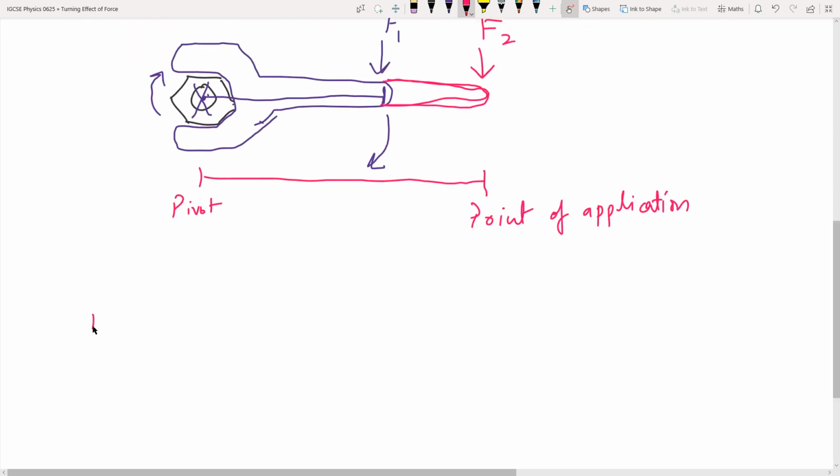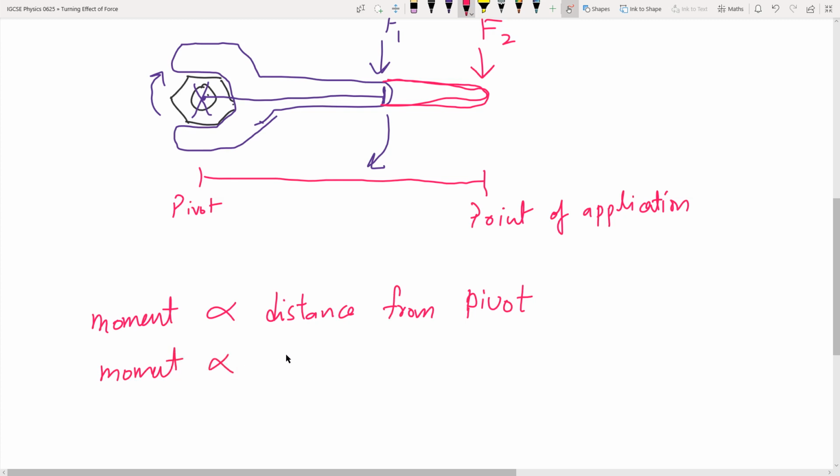And that shows that this relation, right, the moment is directly proportional to the distance from pivot. The greater it is, the greater the moment, that means lesser the force. And also the moment is directly proportional to the applied force, right? The greater the force, obviously the more the turning effect.